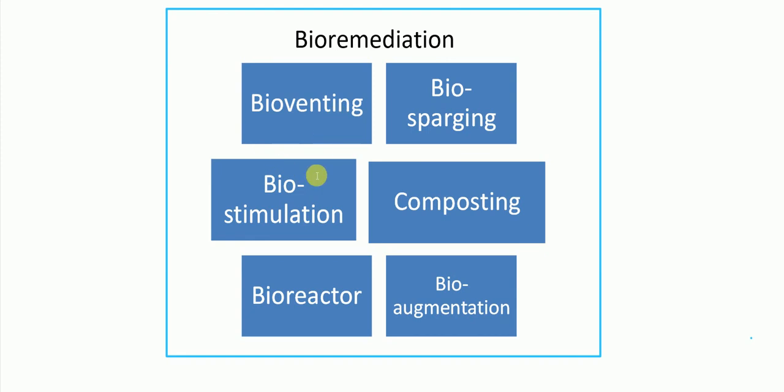In bioventing, we are enhancing the activity of indigenous bacteria so that they treat the soil. In biosparging, again we are enhancing the in situ, sorry, indigenous bacteria so that they can degrade the pollutants. Here the pollutant was throughout the soil profile from top layer to water table. Here the pollutant is present in the saturated zone. This is the difference between the two.